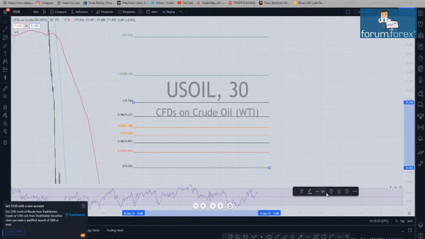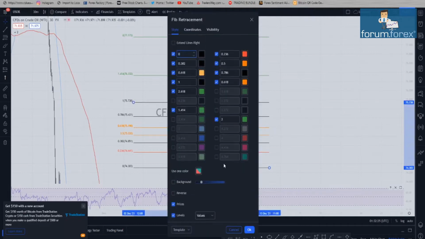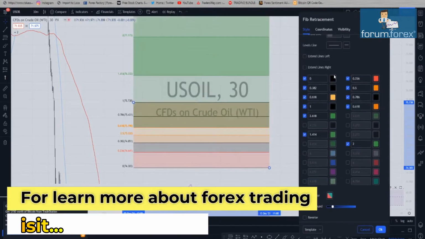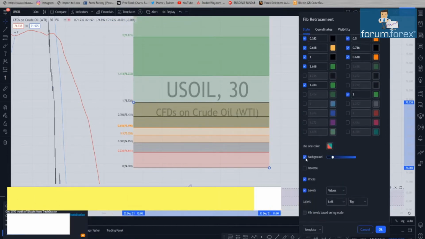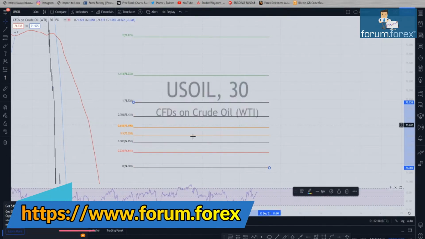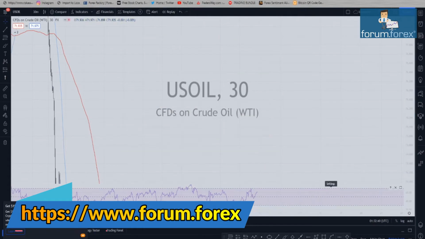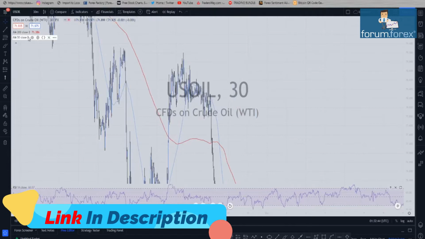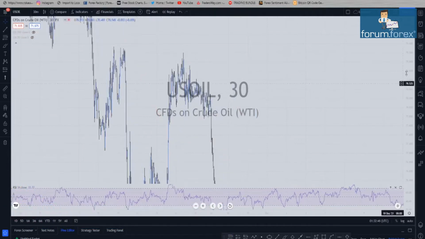Before I get into it, make sure you copy my settings because I'm going to be going over some examples. We've got prices, levels. Yours might look a little different, but you want to customize them like my colors are right now. Just uncheck the background and then you should look something like this. I'm not going to go over the RSI or the moving averages. I'm going to go strictly into the Fibonacci.